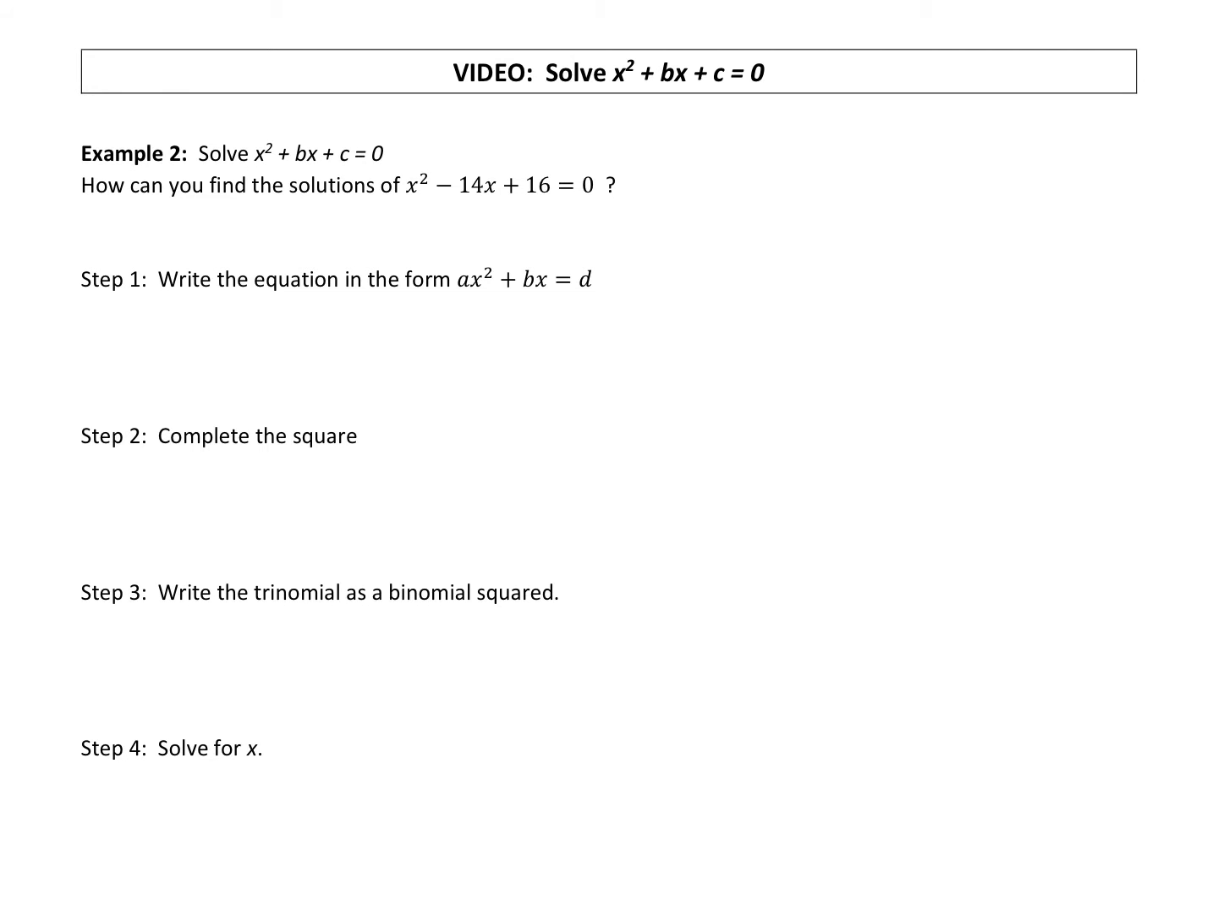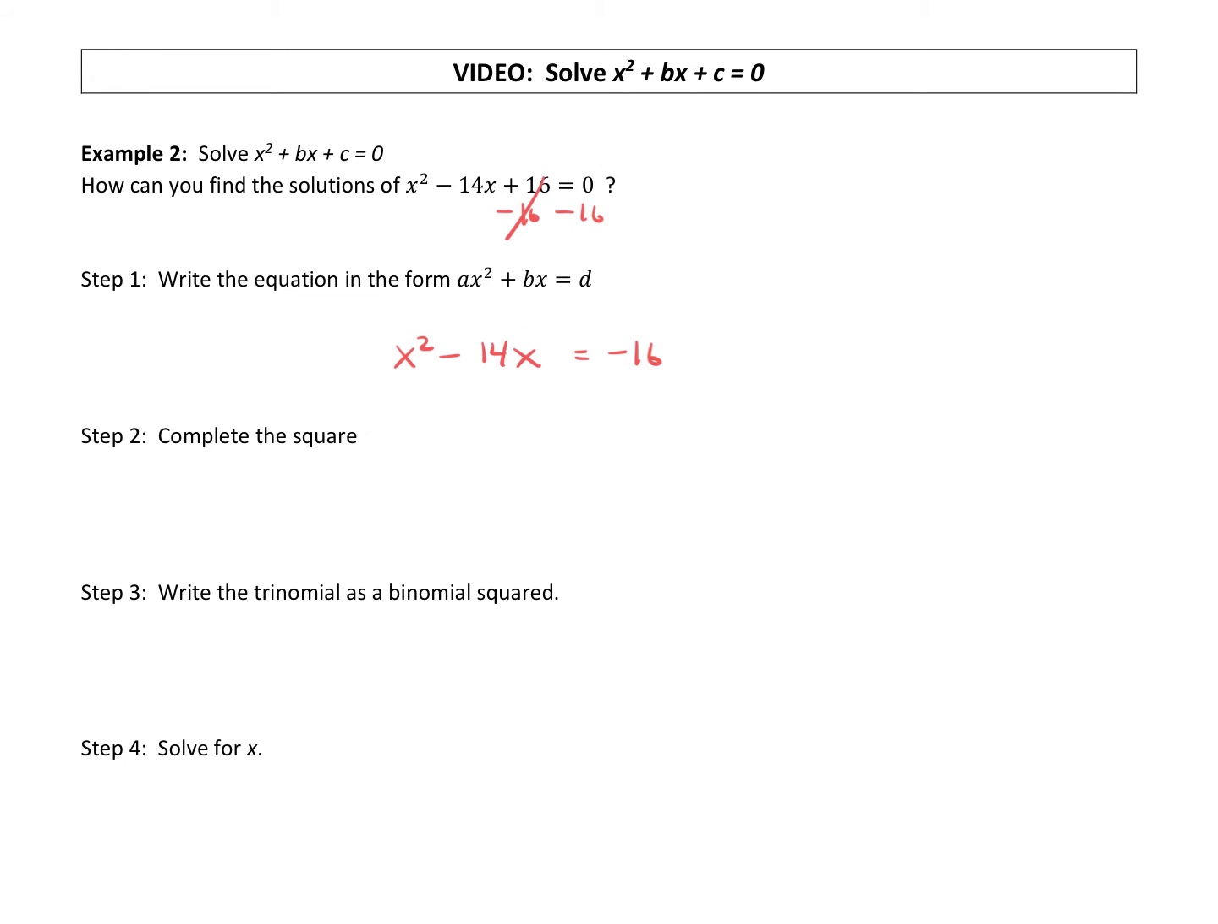Okay, so step one, write the equation in the form ax squared plus bx equals d. So essentially, you just want the x squared term and the x term together. This plus 16, we are going to go ahead and get that to the other side of our equation. So we're going to subtract 16 from both sides. And now we have x squared minus 14x equals negative 16. All right, step two, complete the square. We want to complete the square over here with this x squared minus 14x.